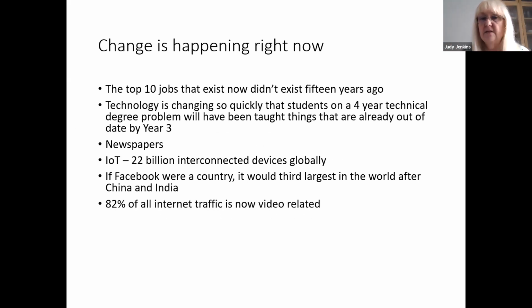But 82% of all internet traffic is now video related. Mostly YouTube. I mean, I'm too old to understand what Snapchat is. I don't get it. Or TikTok. I can just about cope with Instagram. But video sharing platforms take up most of the bandwidth on the internet now.